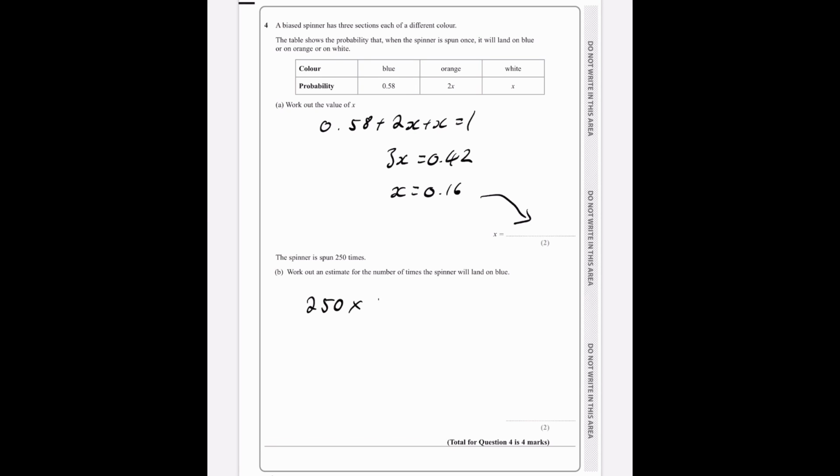250 spins, 0.58 chance of it being blue, multiply the two together, we'll get 145 as an estimate for the number of times it will land on blue.